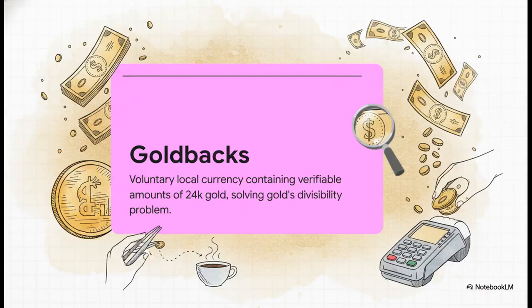And this is how we bring that top layer of the pyramid to life. Goldbacks are, frankly, one of the most brilliant innovations in sound money. Each one of these notes contains a precise, verifiable amount of pure gold, which makes it actual, spendable currency. It completely solves what's called the divisibility problem. I mean, you can't just shave a little bit of gold off a coin to buy a cup of coffee, right? But you can absolutely use a goldback.